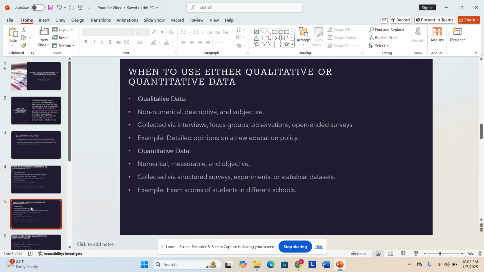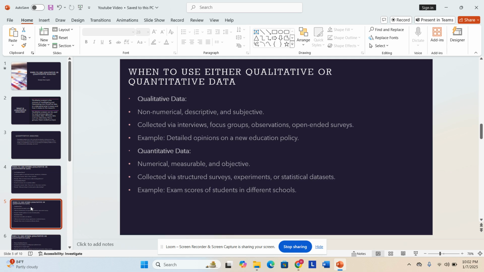Also, qualitative data is non-numerical, descriptive, and subjective. I think we've said this during the definition. So it's collected via interviews, focus groups, observations, open-ended surveys. This has been explained. And for example, detailed opinions on a new education policy. To get detailed opinions, you would have to interview those that were affected by the new education policy. And interviewing them, you cannot really preempt their responses, as it were.